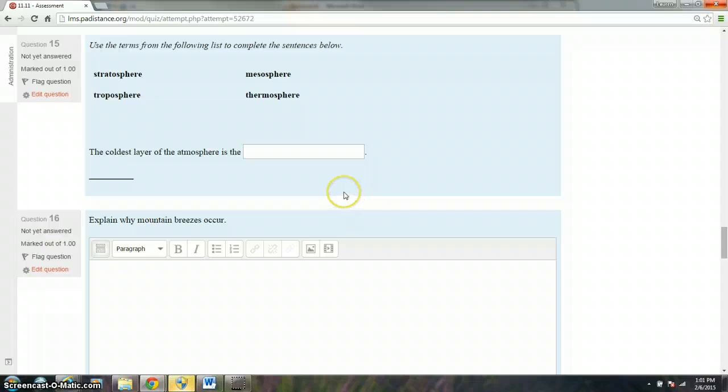Question 15. The coldest layer of the atmosphere is the blank. Stratosphere, troposphere, mesosphere, or thermosphere.